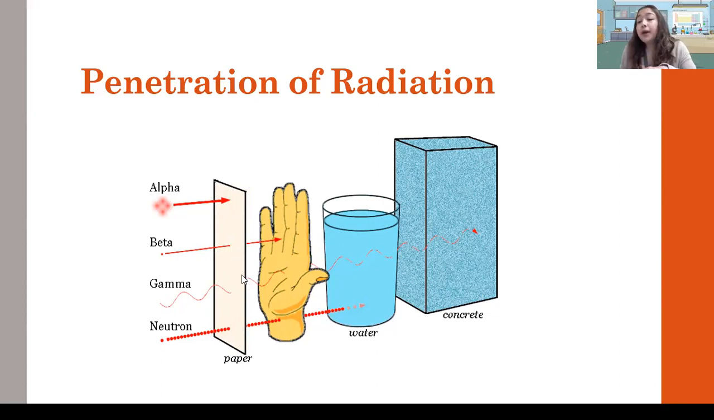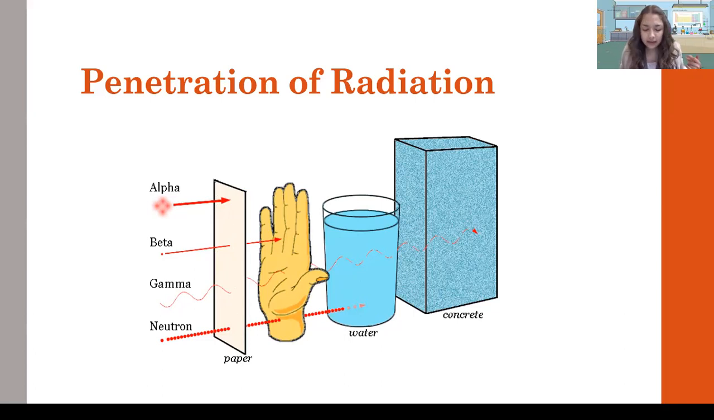Beta particles, they're a little less clunky because they don't have mass, but because they have charge, they're able to go through paper, but they're not able to pass through a human hand. Gamma, on the other hand, we just said that it has no mass, it has no charge, so it is able to go through a variety of different things. In fact, one of the only things that can stop your gamma rays are lead.